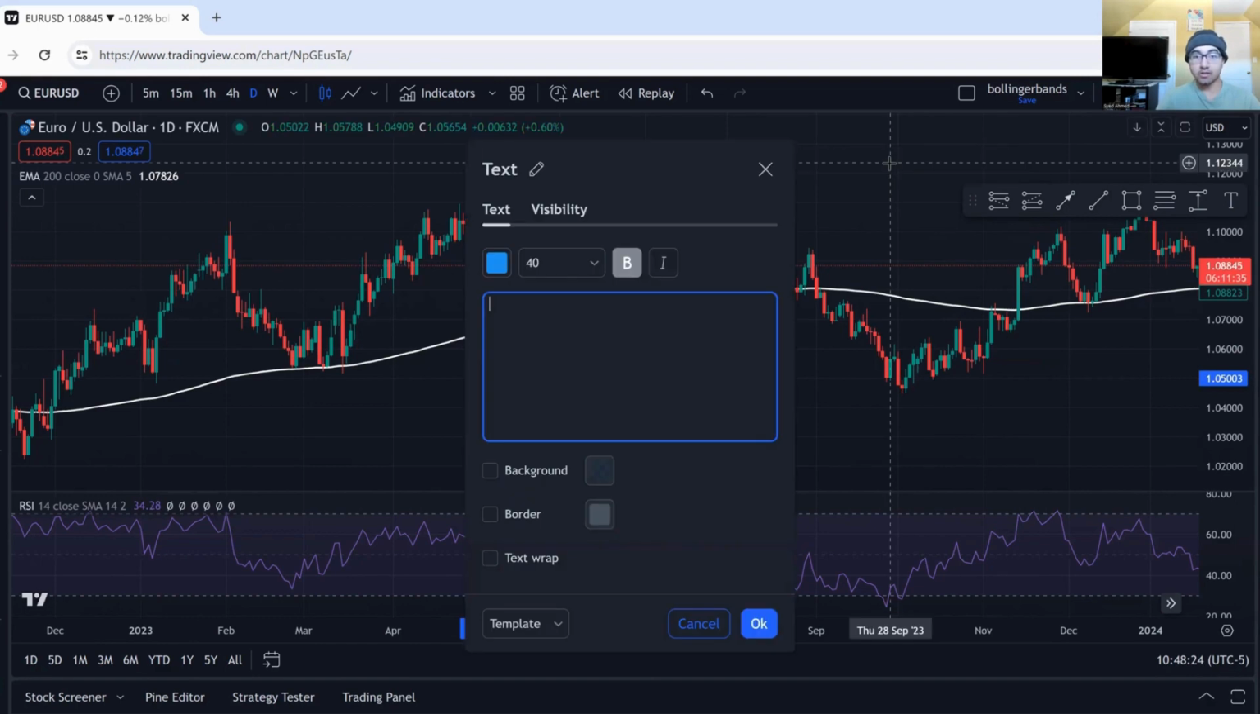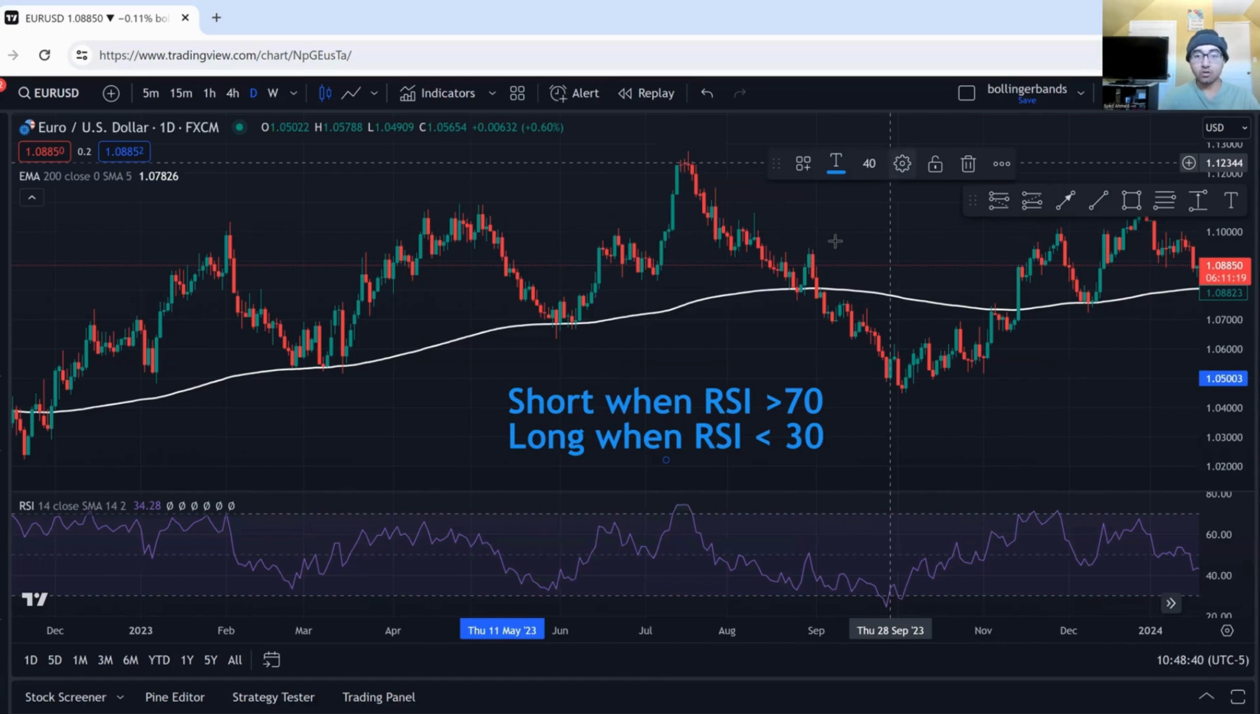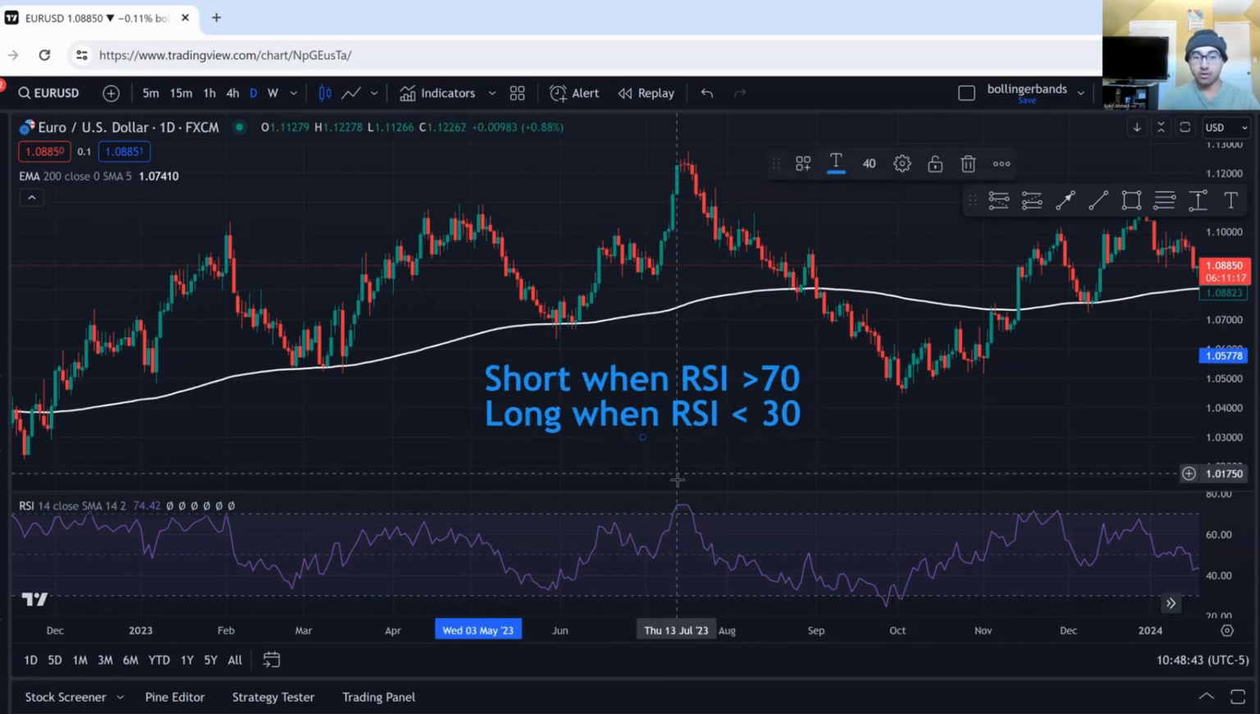So one thing is to look for shorts. Okay, short when RSI is greater than 70, and long when RSI is less than 30. Right? So you'll notice, when is RSI above 70? Look at this. Are we above 70 over here? Yes. Where are the values, guys? Over here, in case you're wondering.